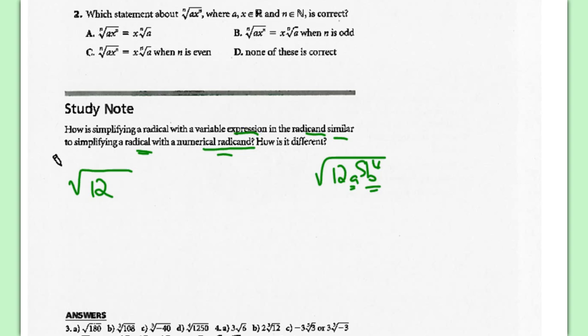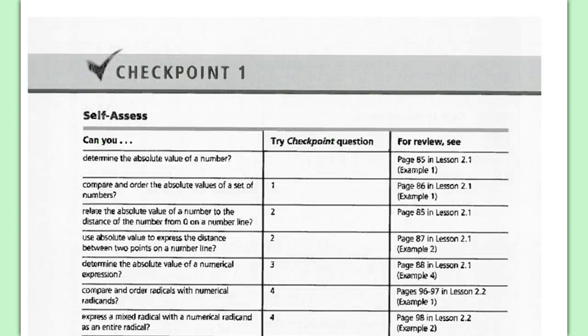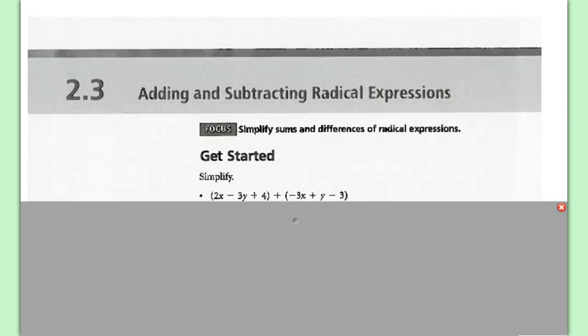Okay? So continuing on with our work, you have the checkpoint, which I didn't assign, but in 2.3 we're now going to take what we learned before, and now you can see what's the learner outcome, what's the focus? Well, we're going to simplify sums and differences of radical expressions. Well, how does that work? Well, it turns out it's really similar to expressions like this from Math 10. How do we simplify an expression like this?